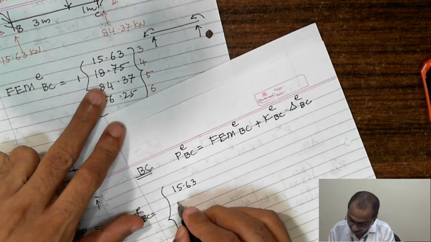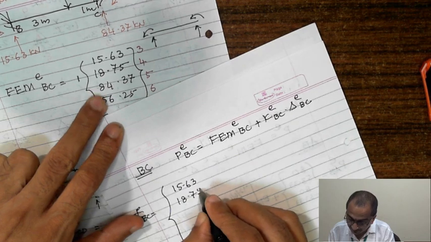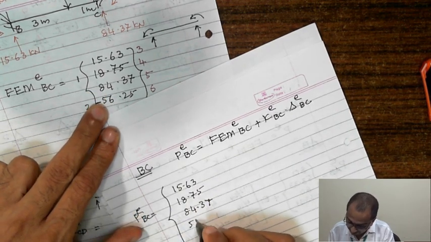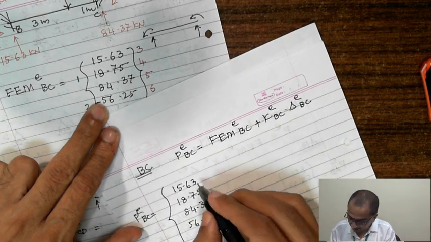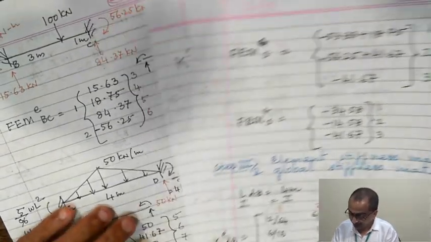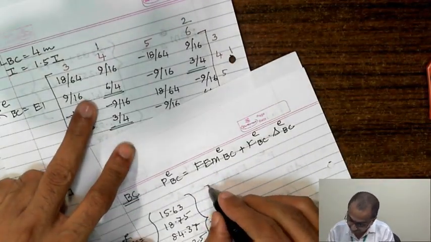15.63, 18.75, 84.37 and 56.25. This is my FEM element plus K element. What is K element BC? Yes, I know K element BC was already ready with me. This is my K element BC.